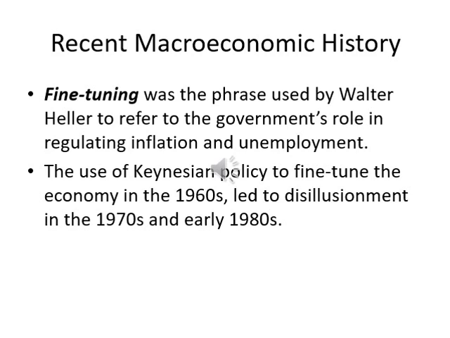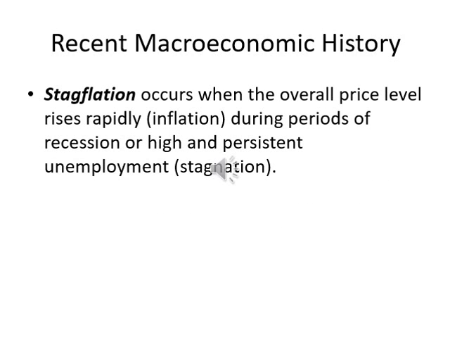Fine-tuning was the phrase used by Walter Heller to refer to the government's role in regulating inflation and unemployment. The use of Keynesian policy to fine-tune the economy in the 1960s led to disillusionment in the 1970s and early 1980s. Stagflation occurs when the overall price level rises rapidly, inflation, during periods of recession or high and persistent unemployment, stagnation.